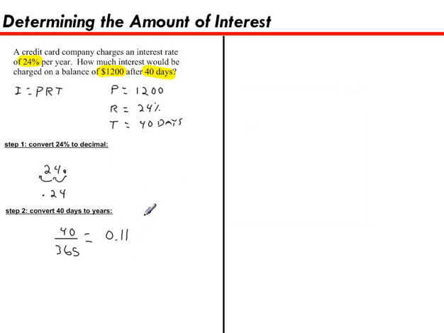And that's all the converting I need to do. I've converted my rate into decimal and my time into years. Now I can go ahead and plug everything I need into that simple interest equation and get my answer. In step 3, it's just a matter of substituting in my values for P and my new R and my new T and solving for I. I'm going to get I equals, my principal is 1200. My R from step 2 is now 0.24. And my T from step 3 is now 0.11.